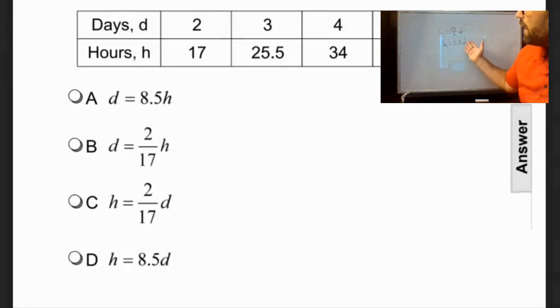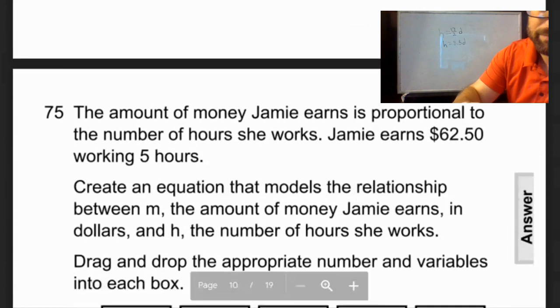And so if I work 5 days, I know how many hours I should be working, which is 42.5. If I work 10 days, I know I should work 85 hours. All right, so I know how much that outcome should be.